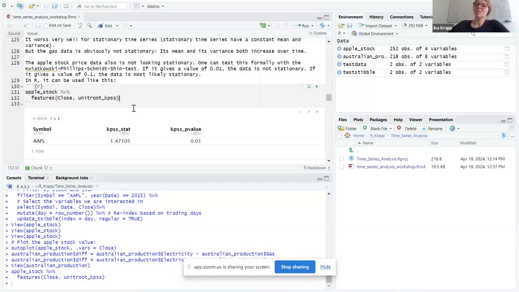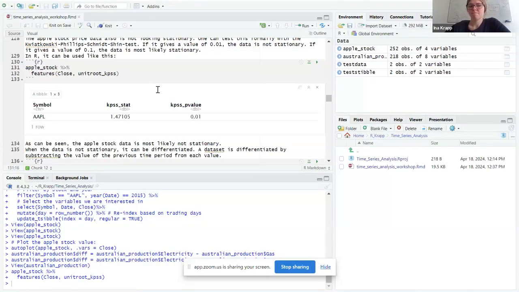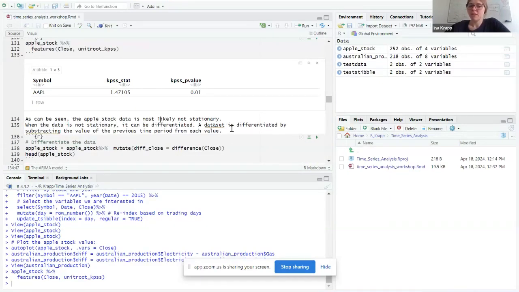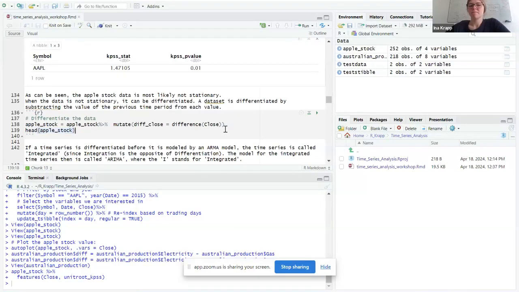So how can we make sure that the data set is stationary? To be more precise, at least weakly stationary. We do this by differentiating the data. Now, differentiating is a process that has a lot of implications, but I think it is easy to obtain an intuitive understanding of what this means by making sure that we understand you subtract the value of the previous time period from each value.